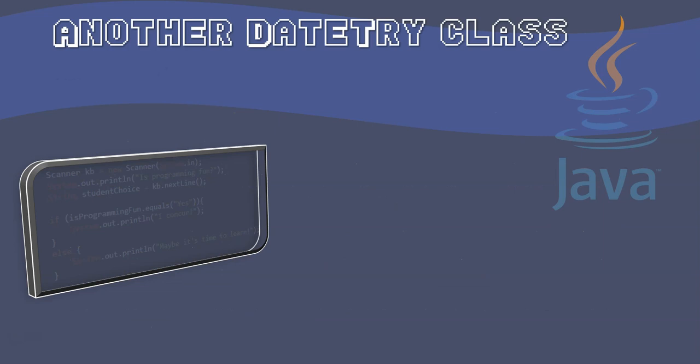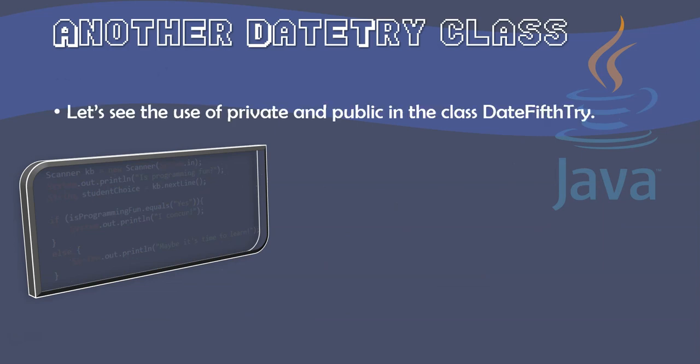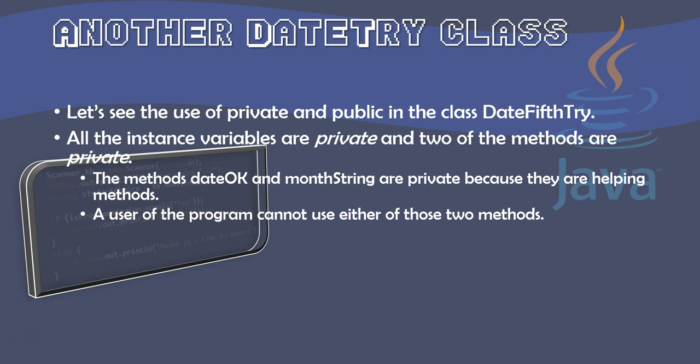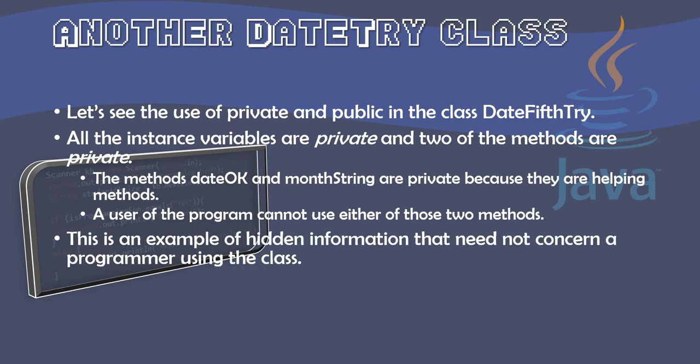So let's talk about this with the date try classes that we've been looking at. If we look at the use of private and public in the date class, Date fifth try, which we'll look at here in just a second, you'll notice that all the instance variables are private, and we have two methods that are marked as private. Those methods are dateOK and monthString because they are considered to be helping methods. A user of the program can't use either of those two methods. You can't go into your main class and call date1.dateOK. It's not going to work.